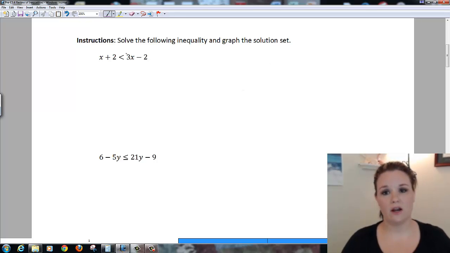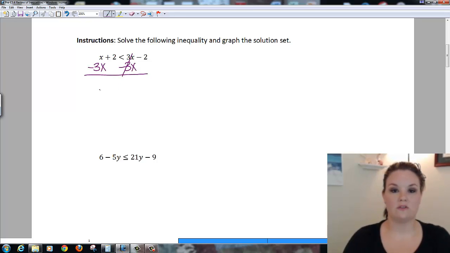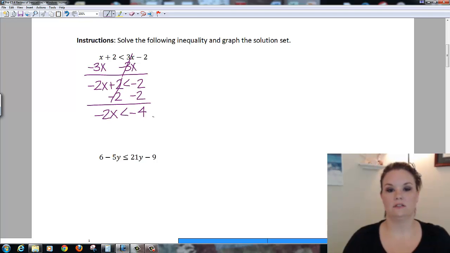So since we write our x first, I'm going to go ahead and solve these by moving my x's to the left. So I'm going to subtract 3x from both sides. When I subtract 3x from both sides, I end up with negative 2x plus 2 is less than negative 2. And then I'm going to move this positive 2 to the other side by subtracting. So I have negative 2x is now less than negative 4. Okay? And then the last thing I have to do is divide off that negative 2.